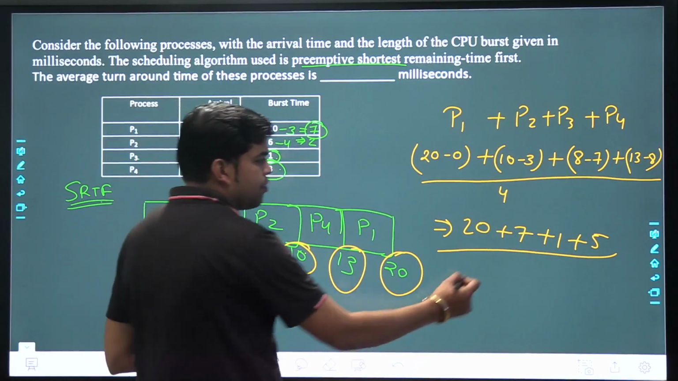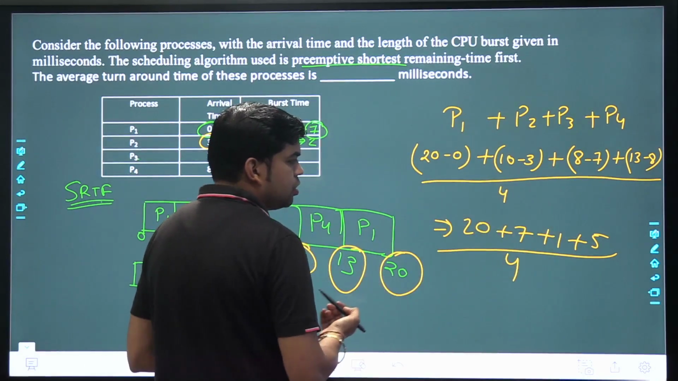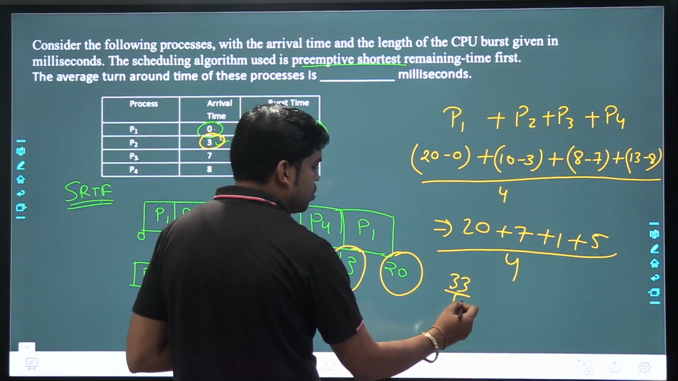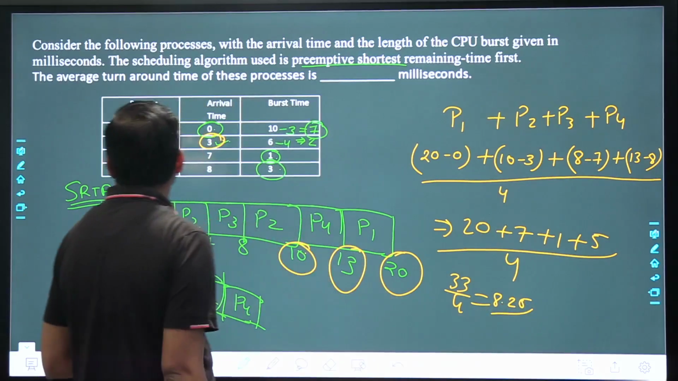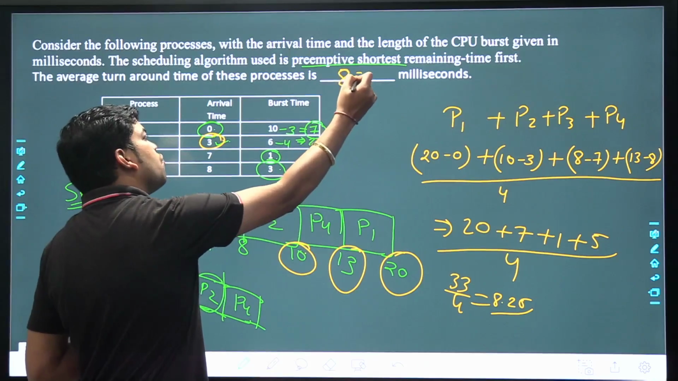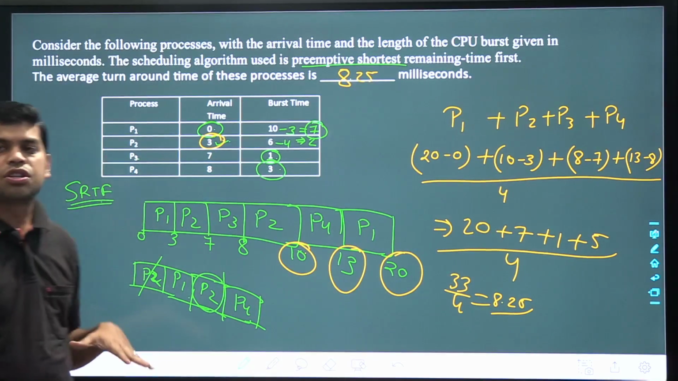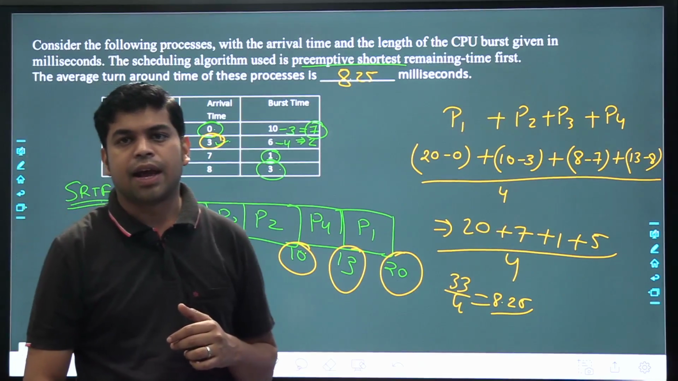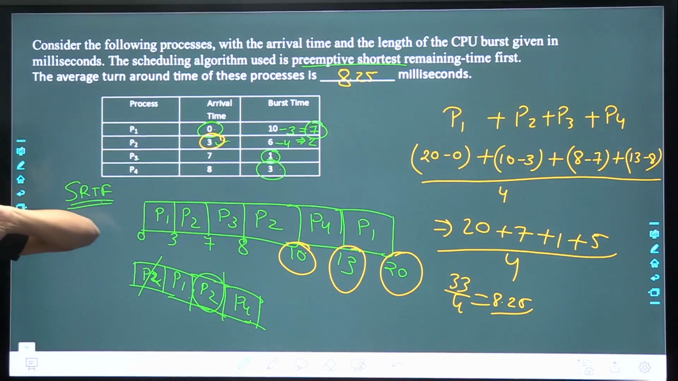So divide by 4. So that is 27, 28 plus 5, 33 by 4. 4 8s are 32 and 4 2.5. 8.25 is the right answer. Got it? So 8.25 milliseconds is the average turnaround time for this SRTF technique. So that is the correct result, 8.25.